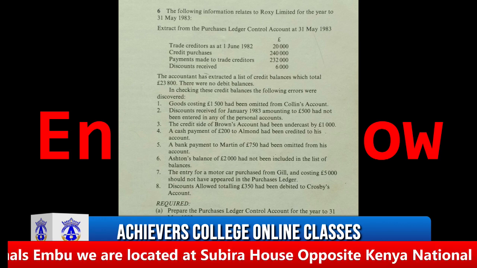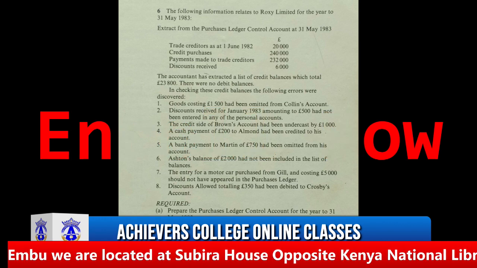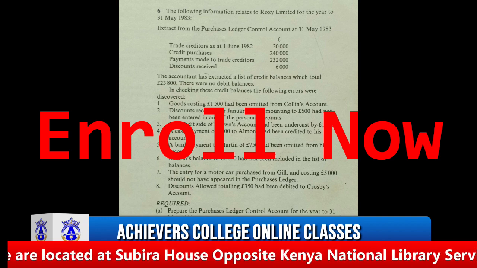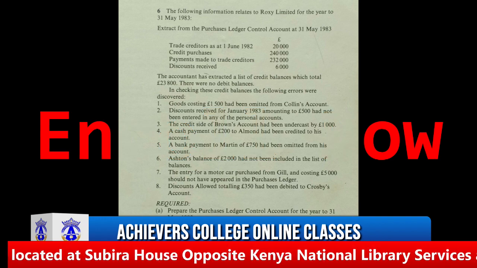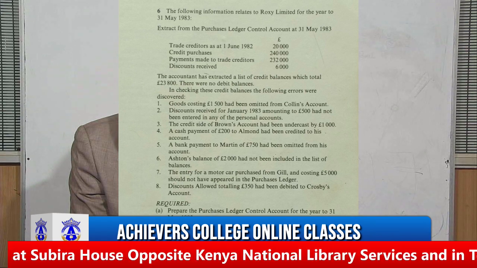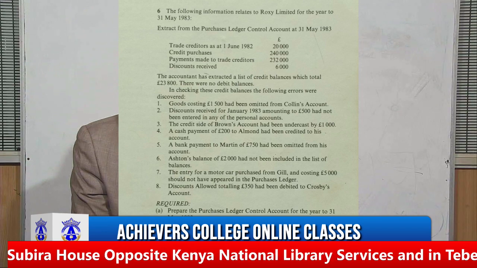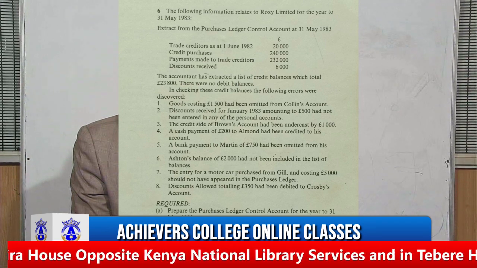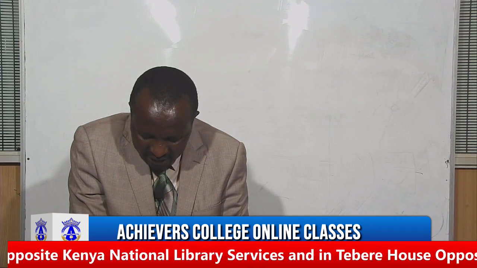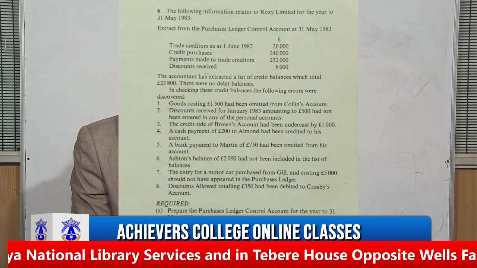In checking these credit transactions, the following errors were discovered. Number one, goods costing 1,500 had been omitted from Collins' account. That means it was meant to be in the creditor's account, but it was not there. What is the effect there? You have to keep on asking yourself that particular question. What is the effect of omission on creditors?